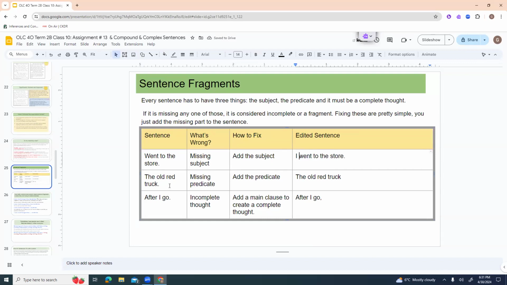"The old red truck." What's it missing? It's missing a predicate. There's no verb and there's no idea what's going on. So I would add a predicate: "The old red truck got stuck in the mud." "After I go." After I go is an incomplete thought. There is a subject, I, and there is a verb, go, but I don't know what's happening after I go. Like, "After I go, please lock the door." Okay, so now the sentence is complete and expresses a complete thought.